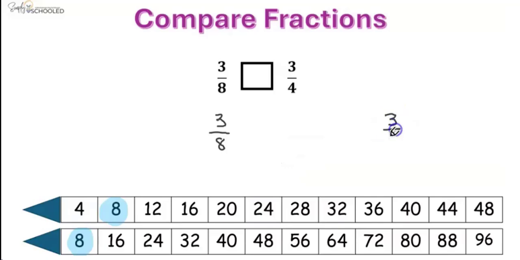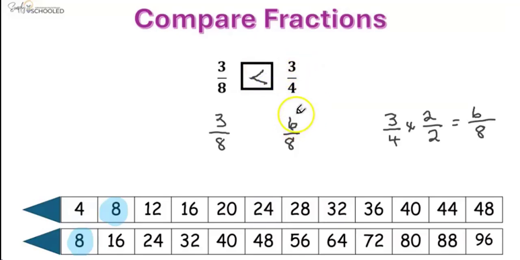I just need to change 3/4 and multiply it by something to get a denominator of 8. 4 times 2 is 8, so I have to multiply the numerator by 2. 3 times 2 is 6. So I know that 3/4 equals 6 over 8. And by comparing my numerators, I know that 3/8 is less than 3/4.